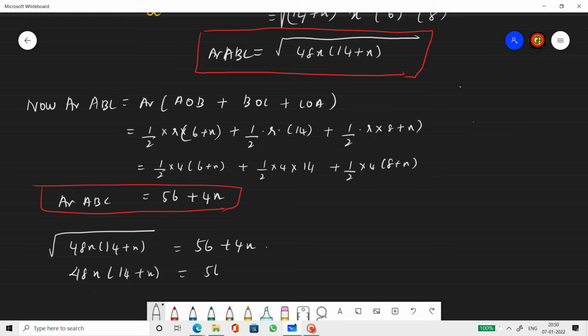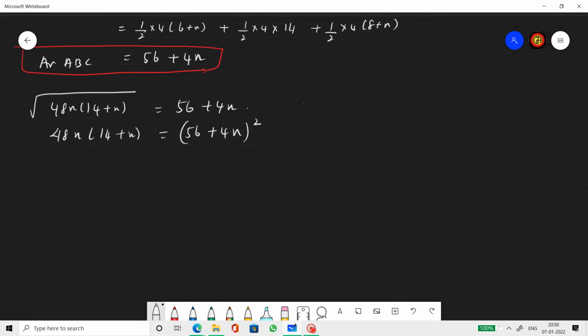It's (56 + 4x) the whole square. Do not try to expand it. It will be very tough. So keep it and simplify exactly like this. And I'm going to take 4 out. This will be (14 + x), but everything inside the square.